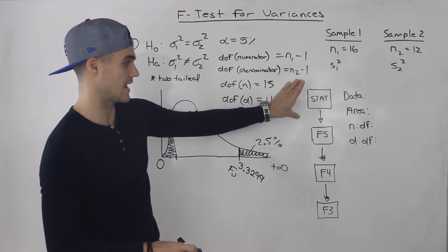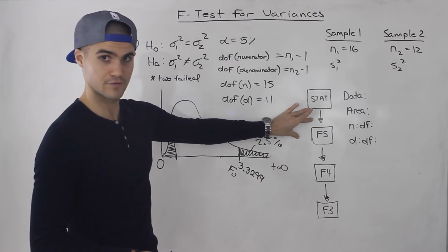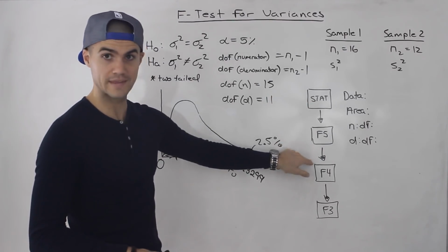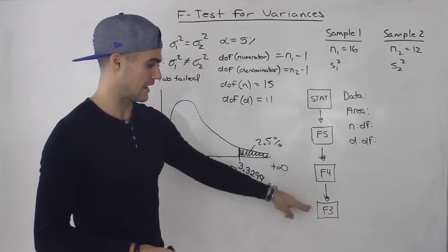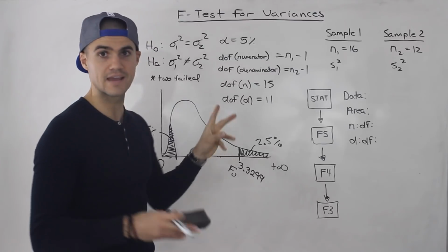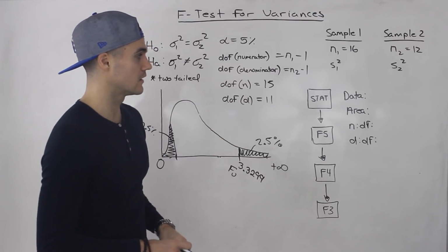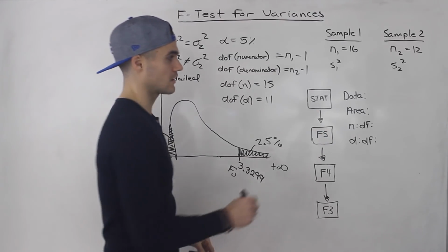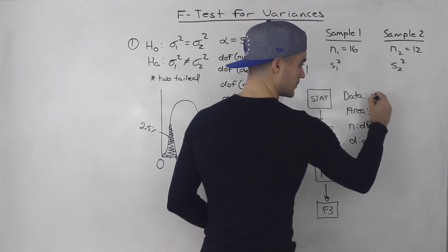So you would go to stat, you would hit F5 for distribution, F4 for the F distribution, and then F3, we're going to find the inverse of F. We're going to be finding the F score, quote unquote. So then you get to this input screen here. Data is variable.